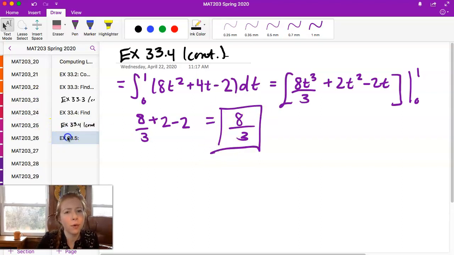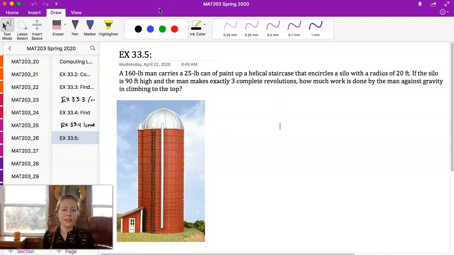Now, I have one more for you to go through. And this is really kind of like a bonus problem. I'd like you to try this on your own. Try to challenge yourself. Really think it through before watching my solution.